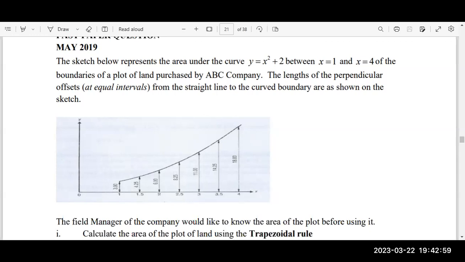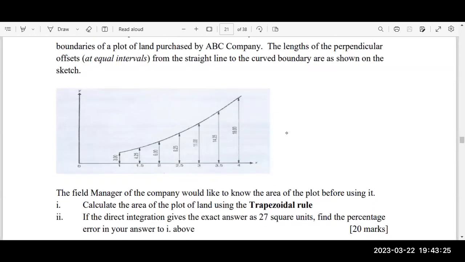The length of the perpendicular offsets at equal intervals. Oh, but at equal intervals. That looks like the trapezoids, because we know that the trapezoids are supposed to be equidistant. That's the word sir used last night. True or false? True, sir. So we know these are the trapezoids. From the straight line to the curved boundary are shown on the sketch. The field manager of the company would like to know the area of the plot before using it. Calculate the area of the plot of land using the trapezoidal rule.